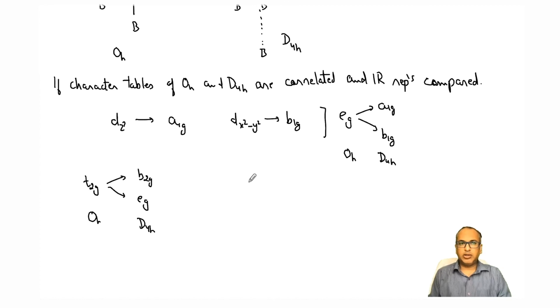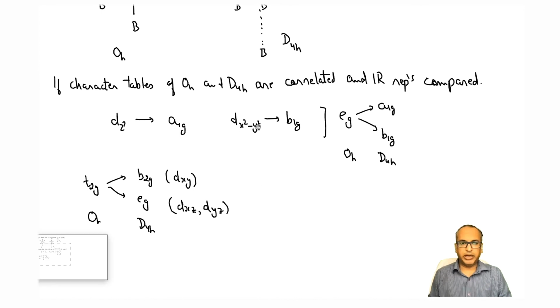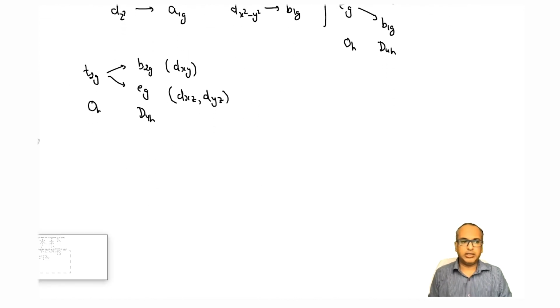So I have not drawn the complete correlation table because I expect that you know how to draw all these correlation tables by now by looking at the descent in symmetry chapter. Okay, so if I look at the basis for B2g, it is dxy, and for Eg it is dxz and dyz. This is how the symmetry will break when you go under tetragonal elongation or compression.